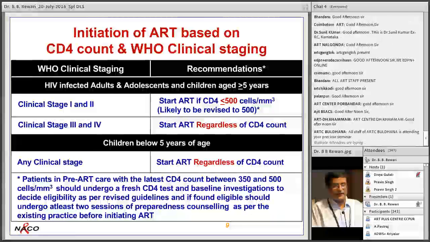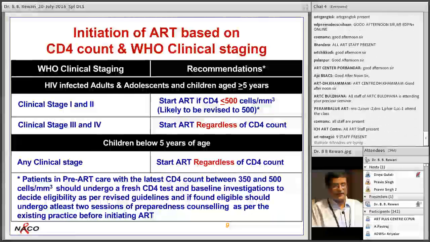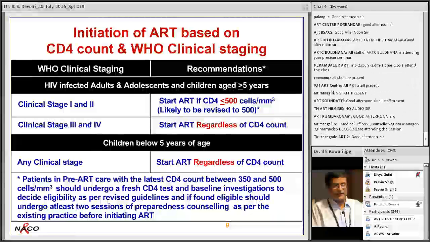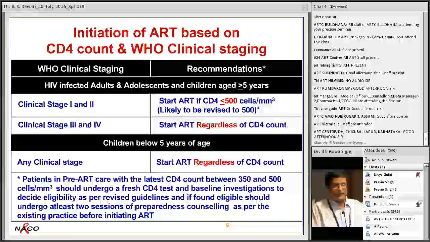Again, children below 5 years, they get ART at any clinical stage, any CD4 count. If they are less than 5 years and documented HIV infection, basically they start ART irrespective of CD4 count. Now the change that has been brought is from 350 to 500.